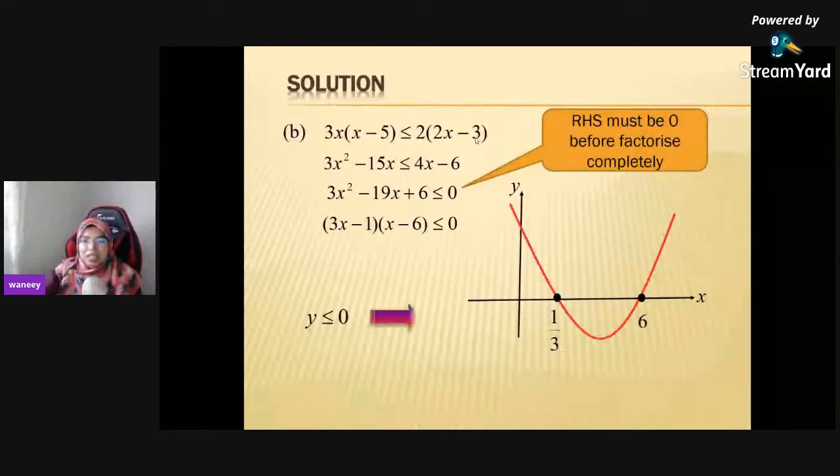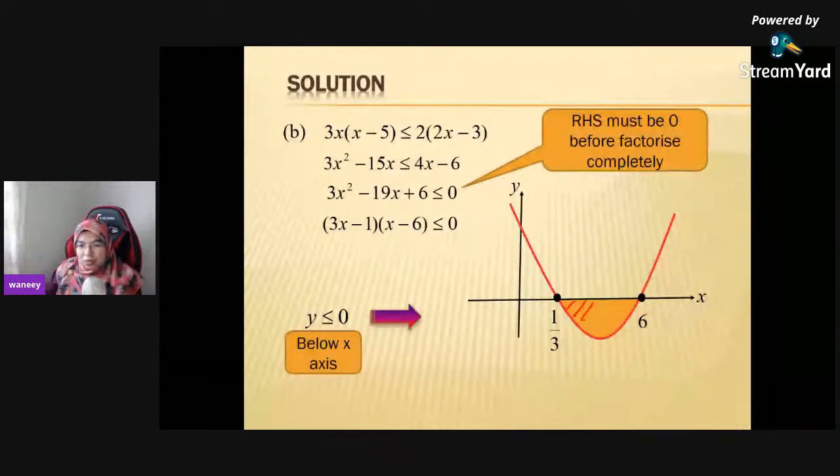So 1/3 and 6. We want something that is less than 0, so it simply means something below the x-axis. Below the x-axis, it means that x should be in between 1/3 and 6. So this is the graph below the x-axis. So this is the x-axis, below it. So this is where we want to find our answer.